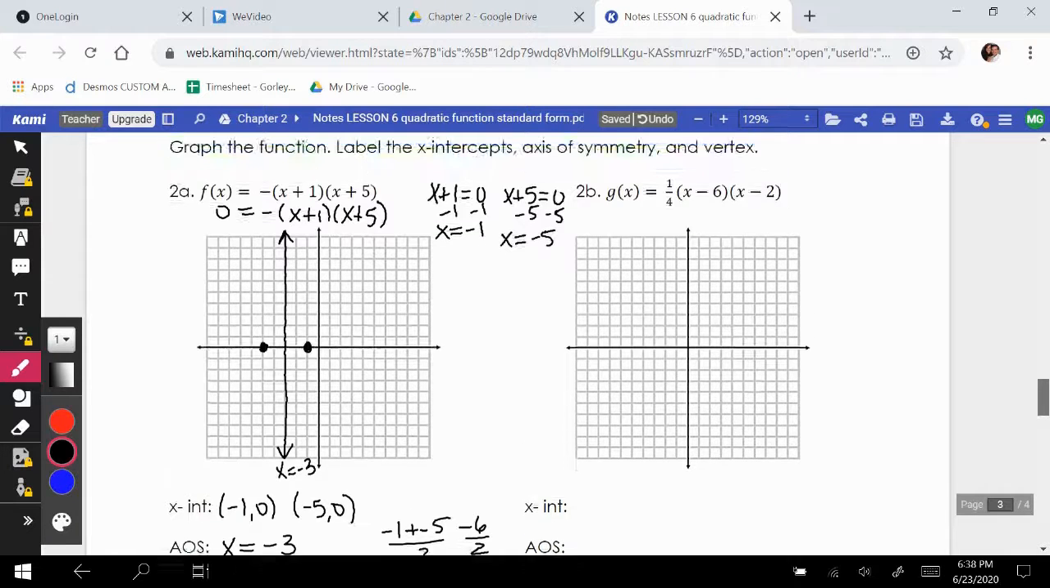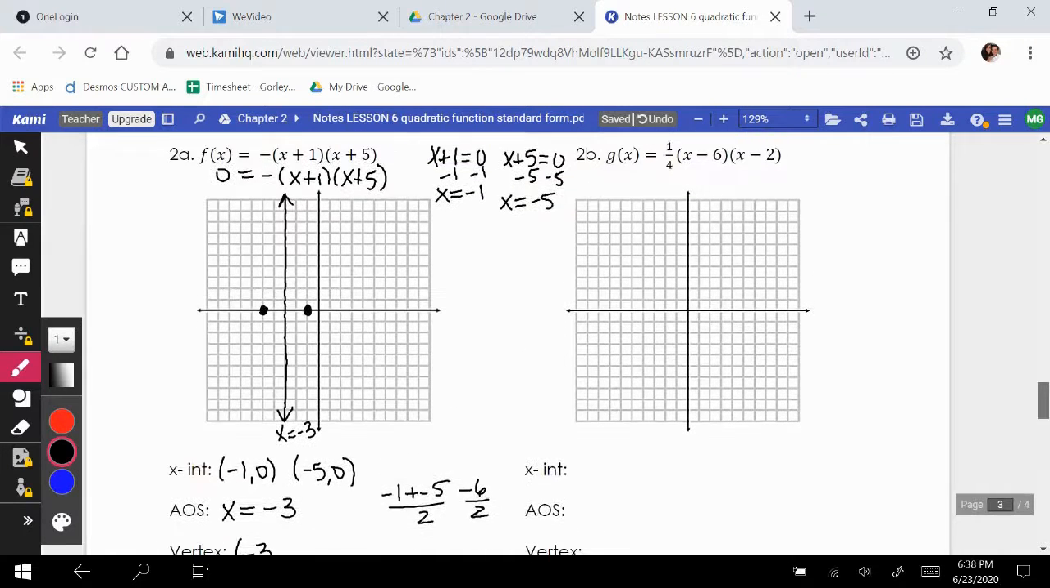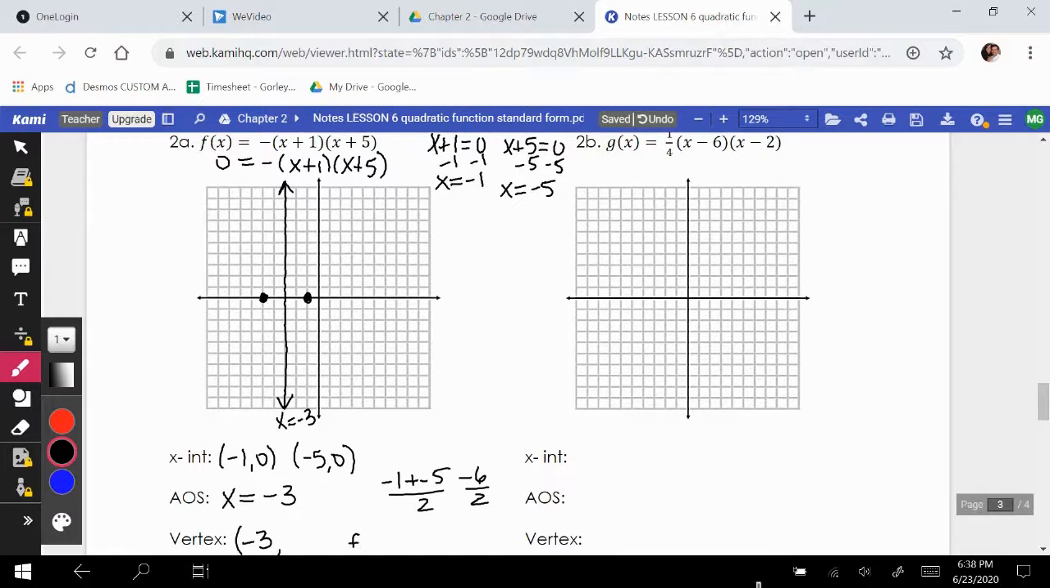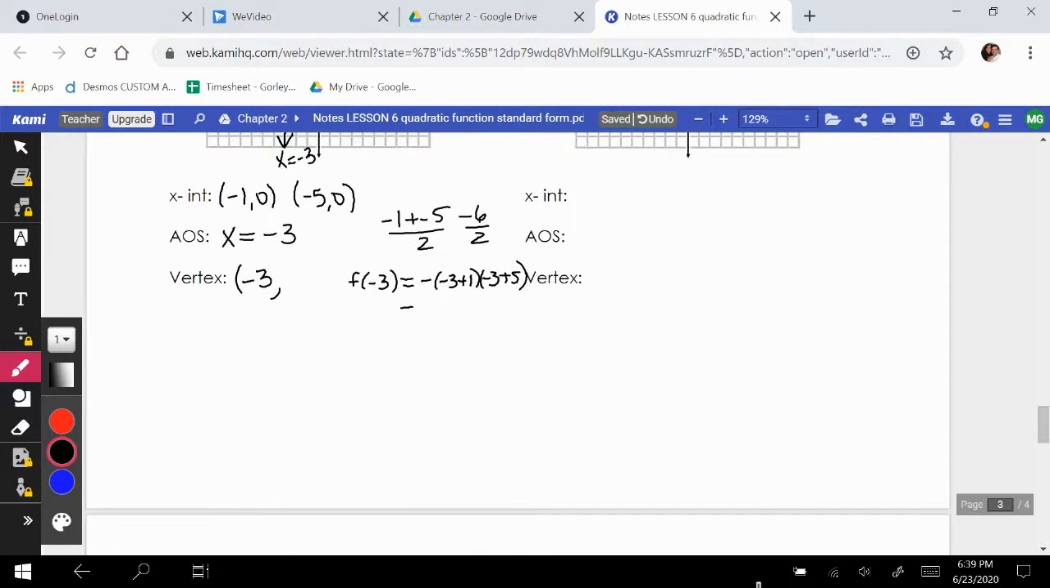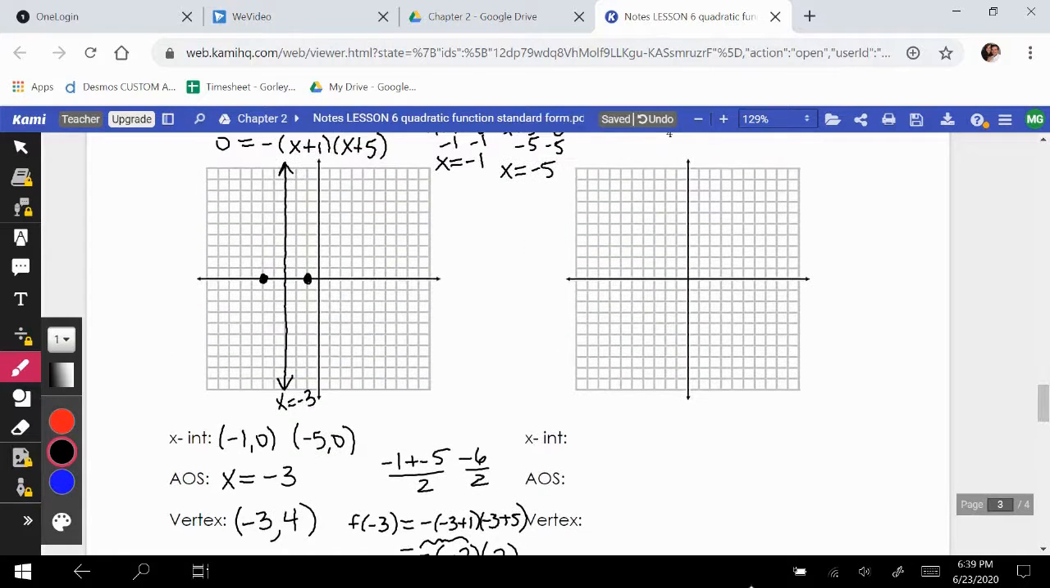And if I plug it into my function, then I can find the y output. So if I plug it into my function, I would have negative 3 plus 1, negative 3 plus 5. So I'd end up getting negative 2 times positive 2. So that would end up being negative 2 times 2, which is negative 4. Okay, so I would graph negative 3, negative 4.